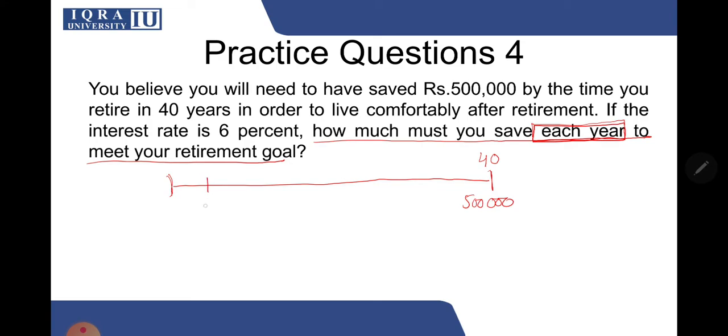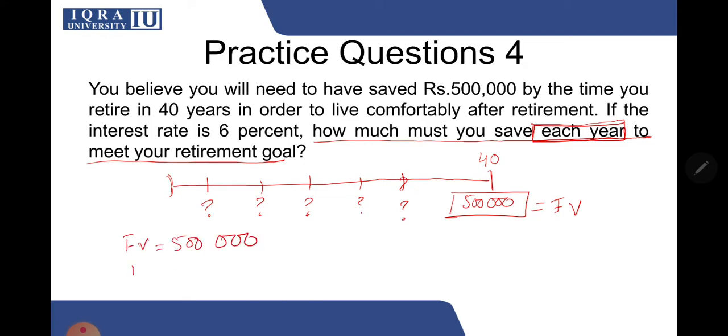So in this question you don't have your PMT. How much amount are you saving every year? And this is your future value. The future value has been provided to you. So let's again gather our data. We know that the future value is 500,000. We know that we are going to save for 40 years. So there will be 40 payments.